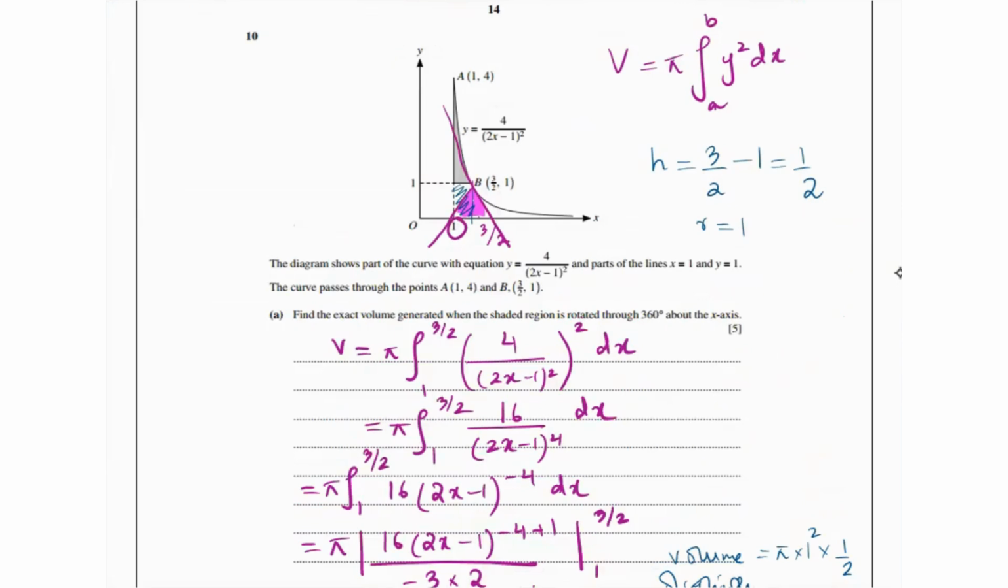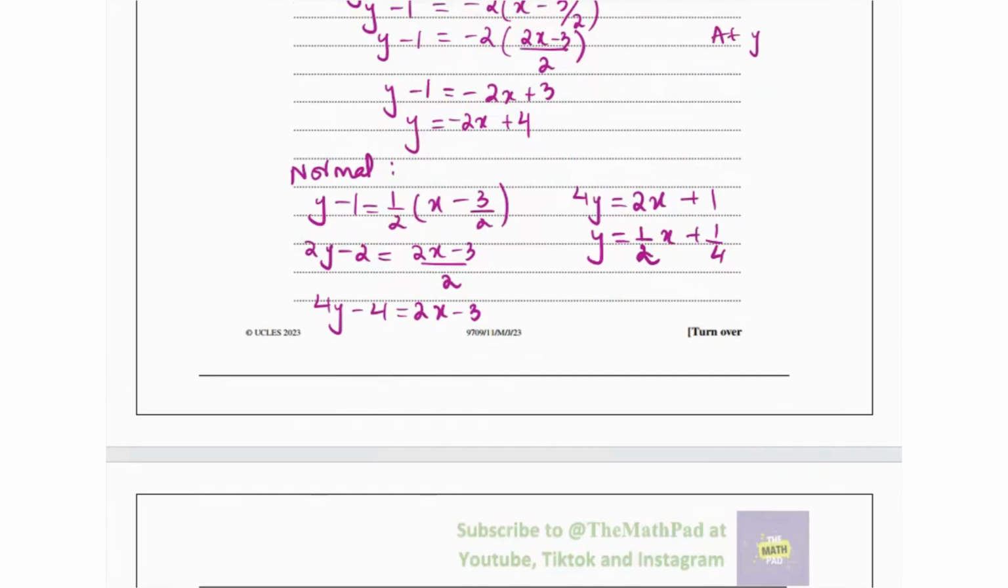So the tangent is also crossing the x-axis. The normal is also crossing the x-axis. We'll find the values where they cross. At y equals 0, for the tangent, it's going to be 0 equals negative 2x plus 4 and x equals 2. And over here for the normal, at y equals 0, it's going to be negative 1 over 4 and x equals negative 1 over 2.